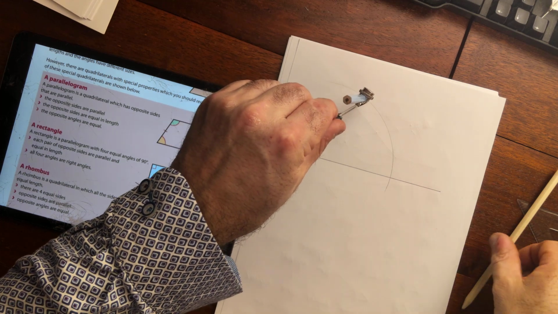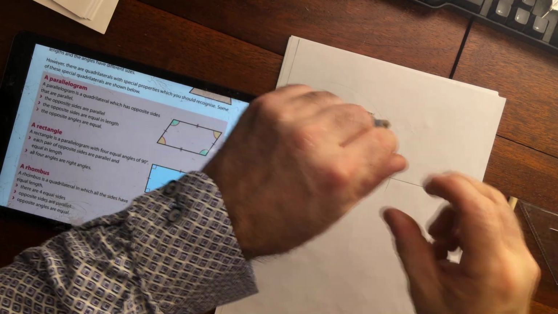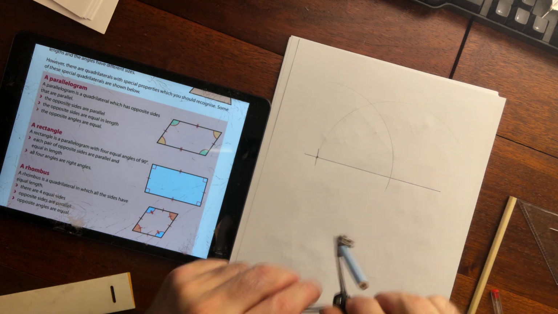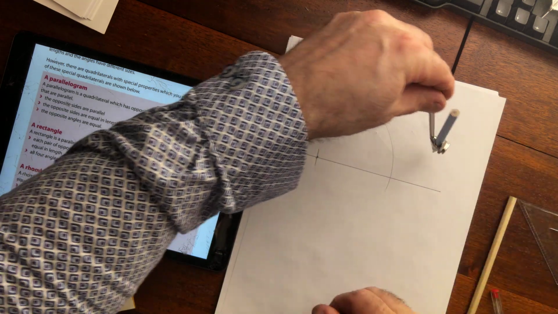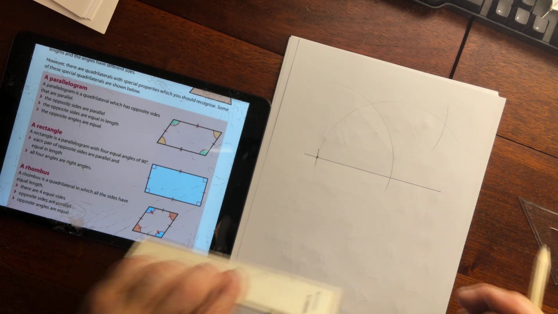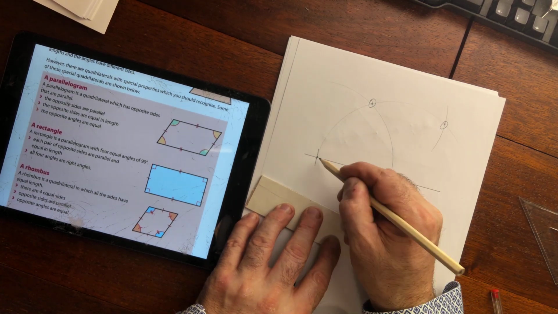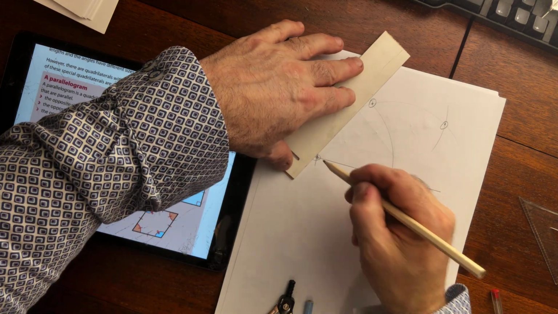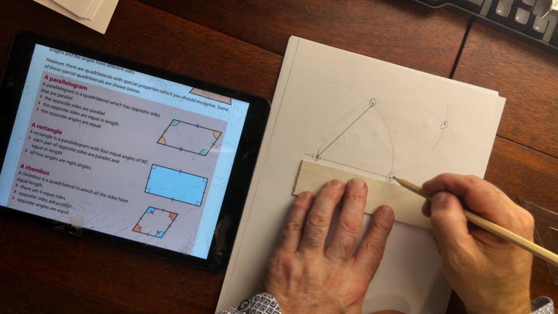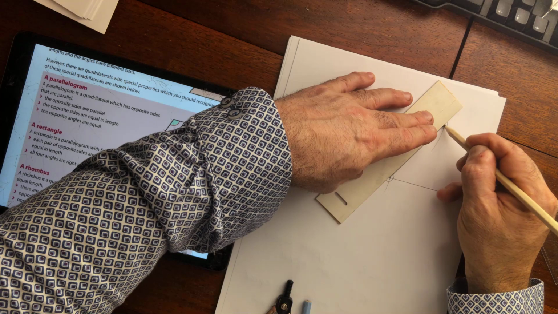Now let's come over here and draw another arc out this way, and come up here and draw your last arc. It got a bit messy there for a minute, but let's think about what we've done. Let's take this point, this point, this point, and this point. We know that all these sides that I'm drawing are equal in length, because they're all based on the same compass opening.